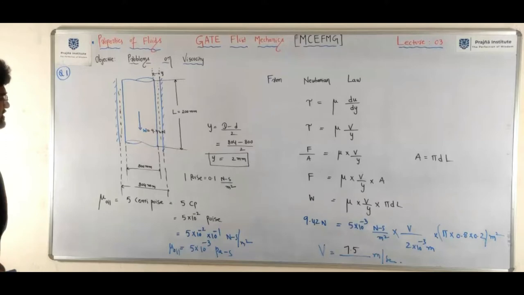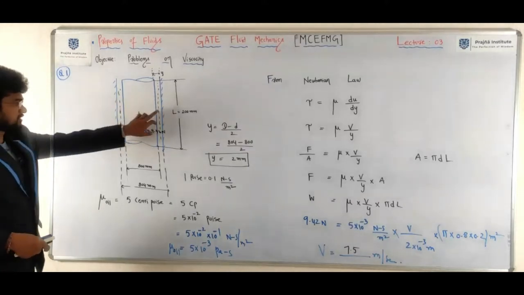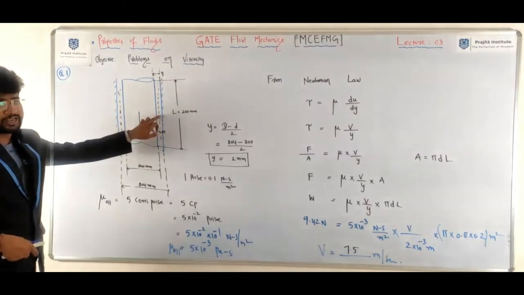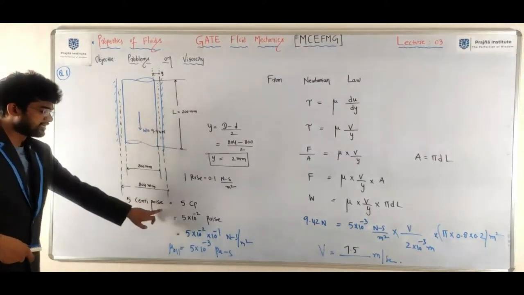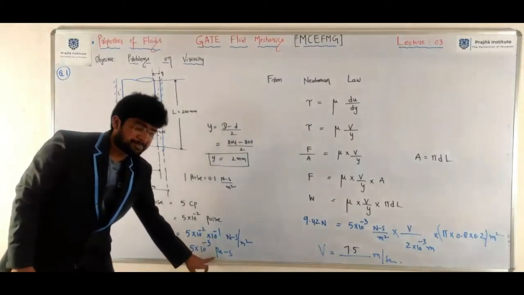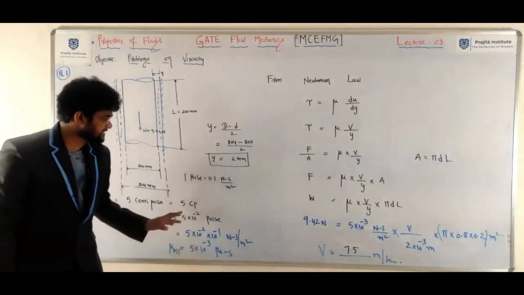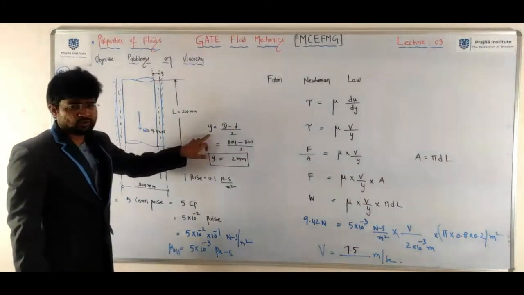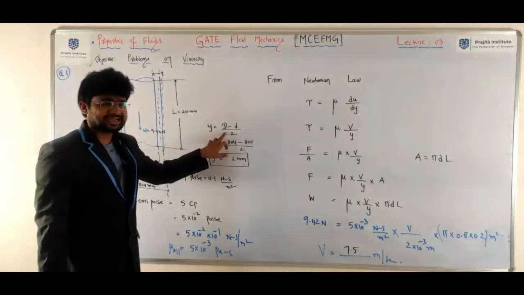I took a cylinder like this. This is the cylinder and piston. The annular space is filled with the oil of viscosity 5 centipoise. You should know how to convert centipoise into pascal second. Next, this is the radial clearance. y is nothing but the radial clearance.